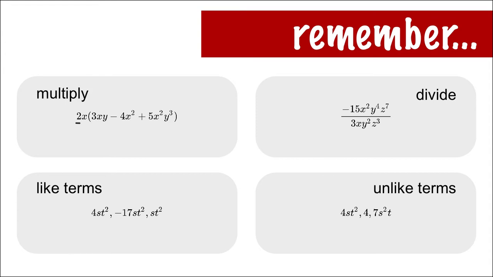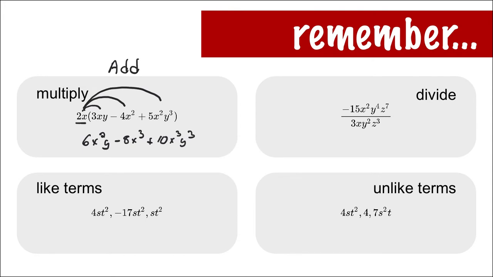When you're multiplying polynomials, you take the term outside the bracket and expand. Distributing the 2x to the first term becomes 6x squared y. Taking the 2x and distributing over to the negative 4x squared becomes negative 8x cubed. 2x distributed to the third term becomes positive 10x cubed y cubed. What you need to remember is that when you're multiplying exponents, you are adding them.